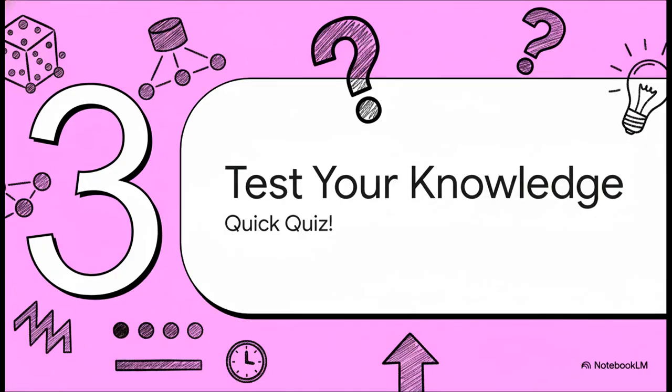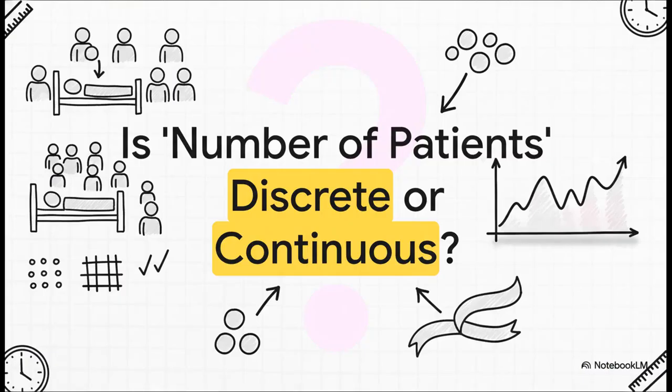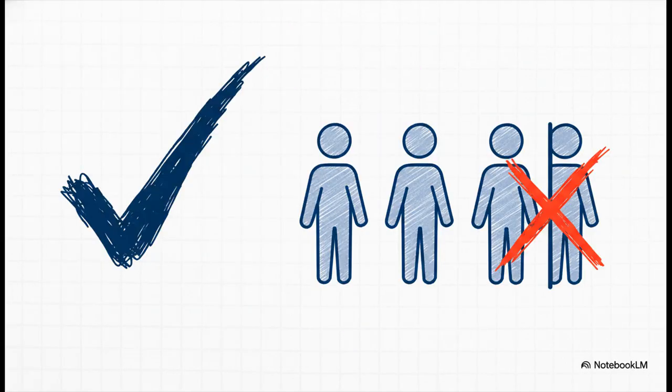All right, let's see if all that has landed. Time for a little quick quiz to test your knowledge. You ready? Okay, first one, the number of patients in a hospital. Are we counting them or are we measuring them? What do you think? The answer is discrete. You count patients in whole numbers, 100, 101, 102. You can't have half a patient, so it's got to be discrete.